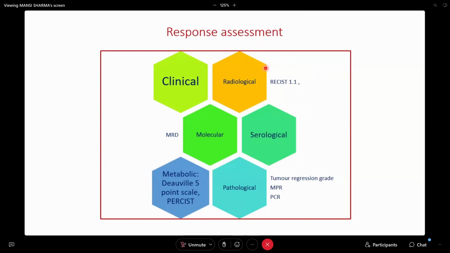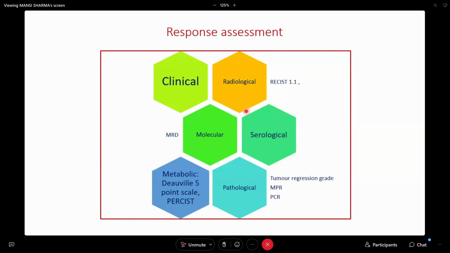I'll get to that in a minute. We look at the molecular response. MRD is a huge aspect of that, especially in leukemias and minimal residual disease in myelomas, and we also look at, now I think, circulating tumor DNA, and all that is coming up in solid tumors as well.